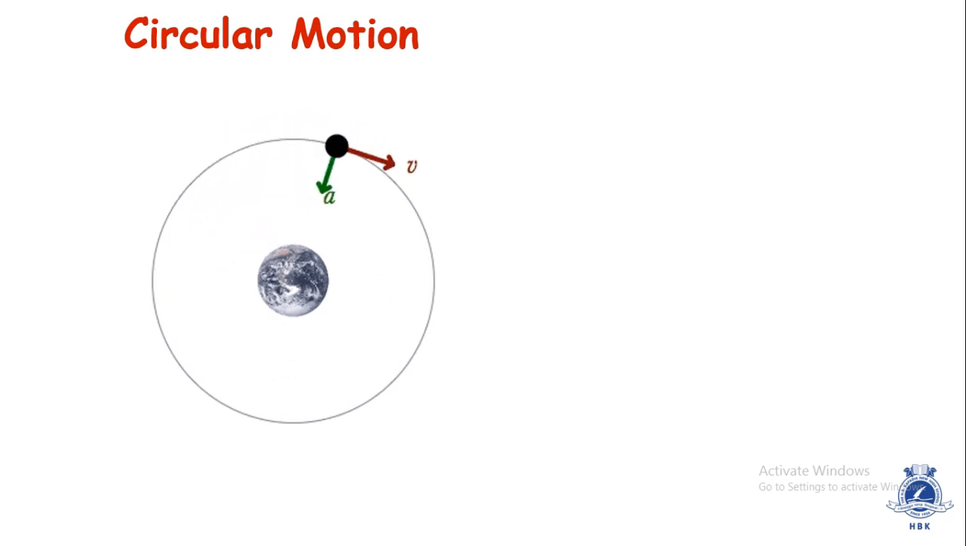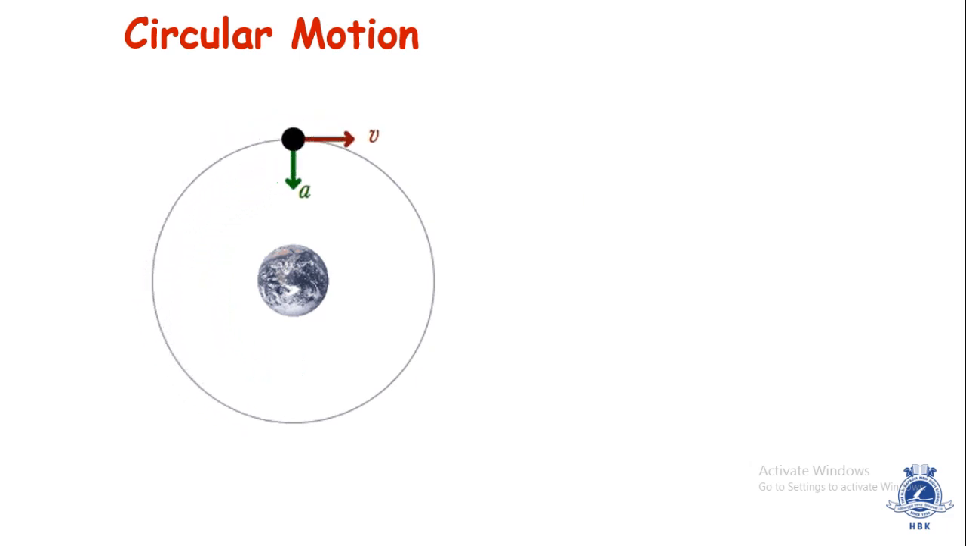Next, let's see circular motion. Around you also you can see circular motion. The best example is the motion of the moon around the earth, or the motion of the hand of a clock, or just the motion of the earth around the sun. Such types of motion are called circular motion. In this animation, see, a moon or a satellite is revolving around the earth. This type of motion is said to be circular motion.